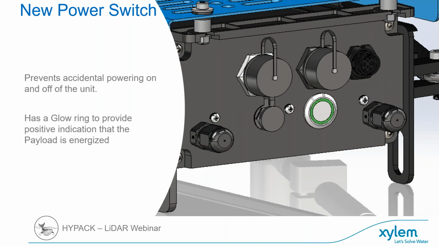On the back, we have the new power switch that I started to talk about a minute ago. It prevents accidental powering on or off of a unit. What we noticed was the rocker switch might get pressed when you lower the unit down into the Pelican case and put it away, and it would discharge your battery when you were storing it. Or you'd get it nice and aligned and everything, and you pick it up to move it, and you'd hit that rocker switch. The new switch is a glow ring that provides positive indication the payload's energized.